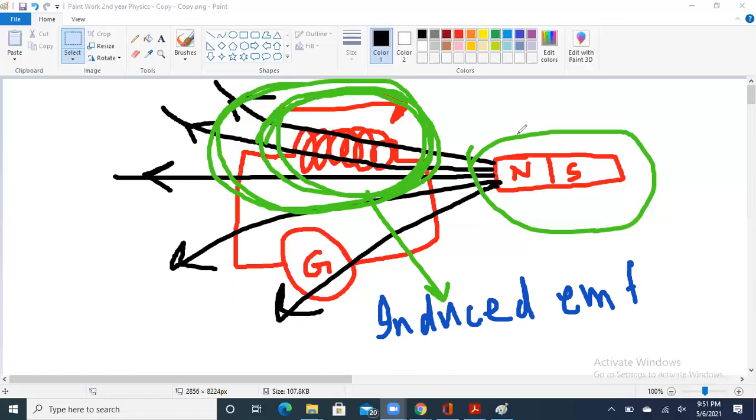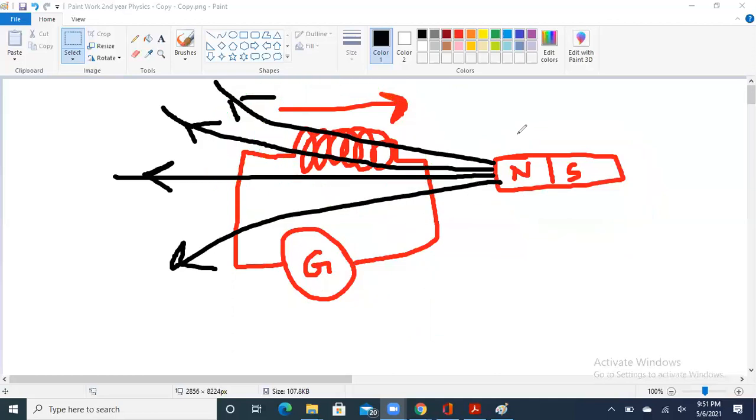And now we'll be looking into the other situation. And what is that situation? In that situation, the coil is not moving. The circuit of the coil is not moving, but it is still at its own place. Let's see that situation.